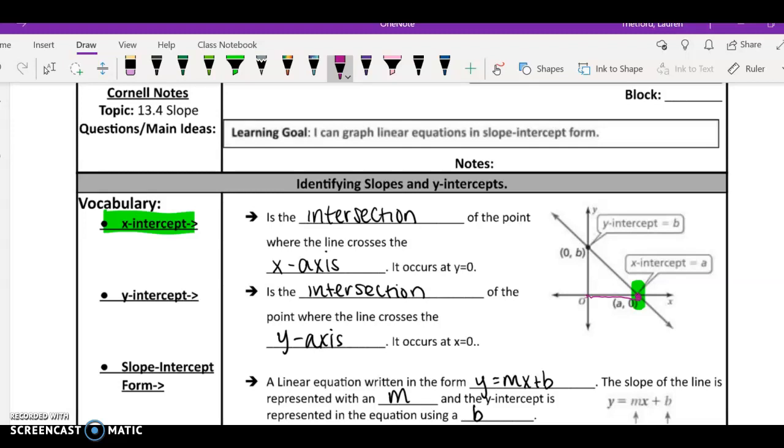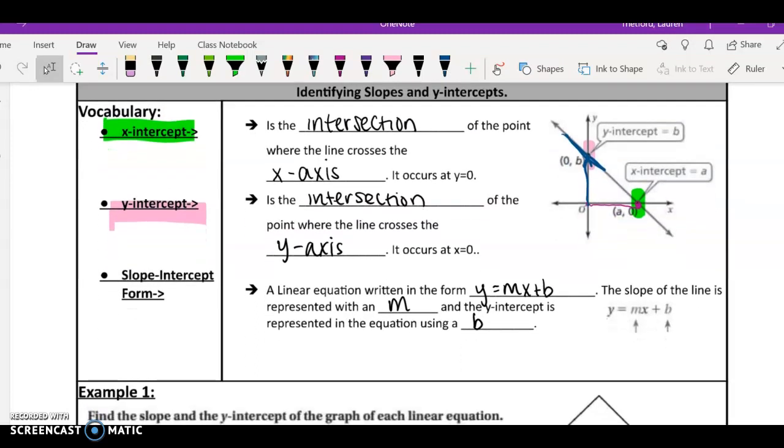So the y-intercept is the point where the line crosses the y-axis. So that is this point right here, where the line crosses and goes through our y-axis. And this occurs when x is 0, so we're not having to go left or right. We just go straight up, and we find where the line goes through the y-axis, and that point is the y-intercept.